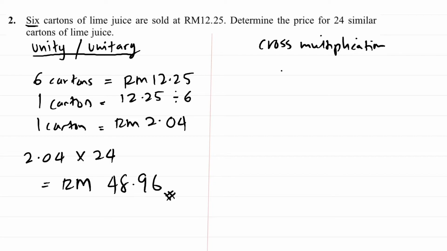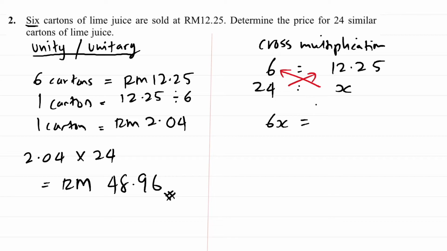Second method is cross multiplication. Okay, so 6 cartons is equivalent to 12.25. You want to find the price for 24 cartons, so this is x. Now you do the cross multiplication. So you will get 6x equals, multiply the 24 with 12.25, you will get 294.